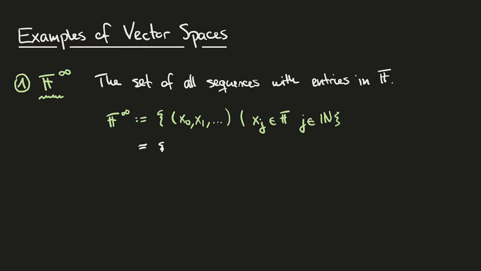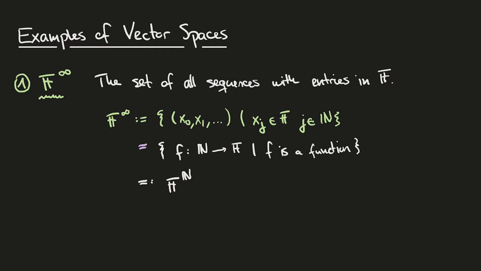Another way to view this set is as the set of all functions from the natural numbers to our field F. And by convention, we denote the set of all functions from N to F by F superscript N. If you've never seen this notation before, it might be a bit confusing at first. So F superscript N is actually the set of all functions going from N to F, and not the other way around.